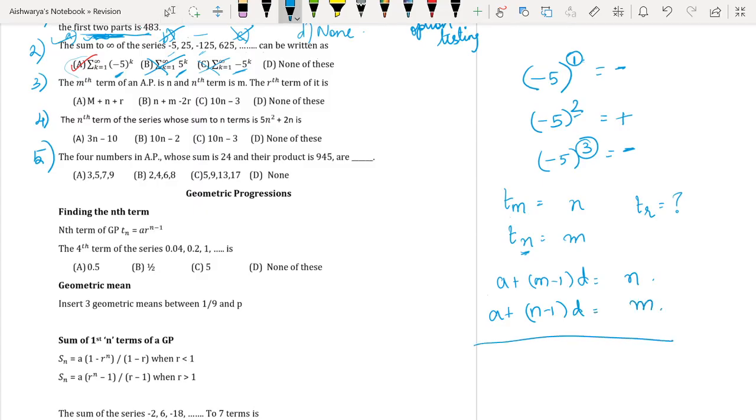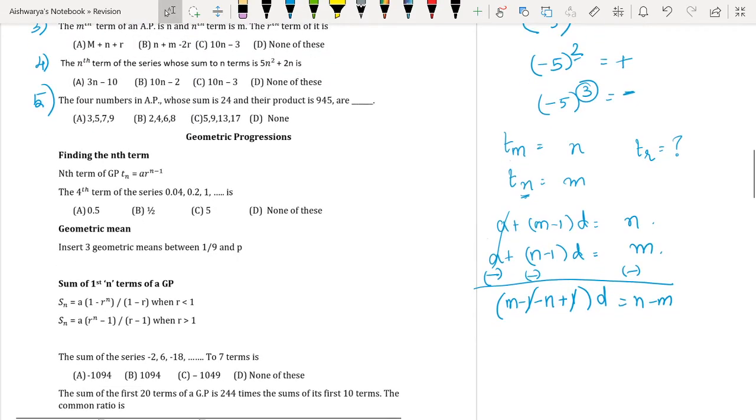Now let me solve the two simultaneously. Subtracting, this will become n minus m on the right hand side. On the left hand side, these two will get cancelled. Here you have a d common. So within the bracket you will have m minus 1 minus n plus 1. So plus 1 and minus 1 will get cancelled. What you have is m minus n. So this side I am going to rewrite as m minus n with a minus outside. So you already have m minus n on the other side. If I cancel these two, I will be left with d value as minus 1.